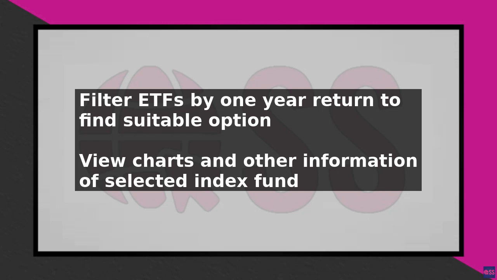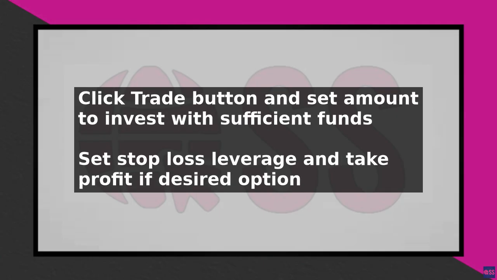Once you've selected an index fund, you can view its charts and other relevant information. To proceed with the purchase, click on the Trade button in the top right corner and set the amount you wish to invest, ensuring you have sufficient funds in your account. You can also set a stop loss, leverage, and take profit.